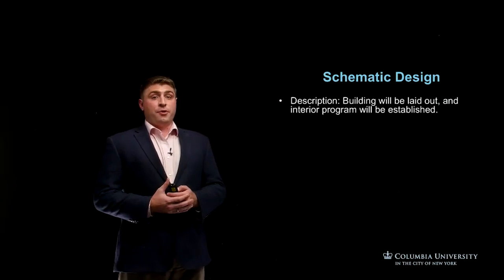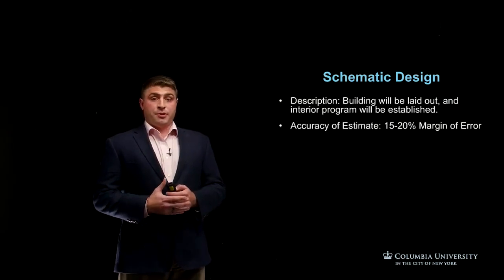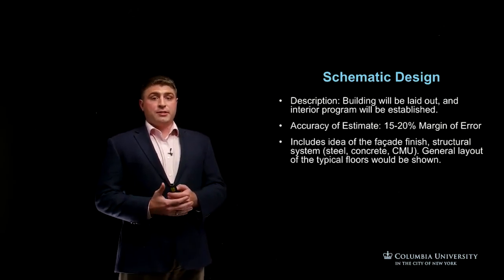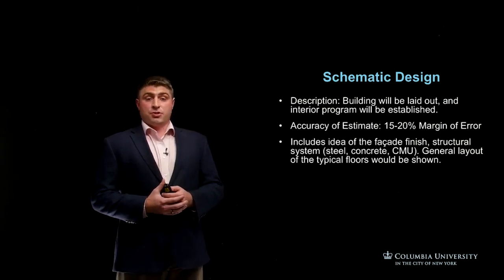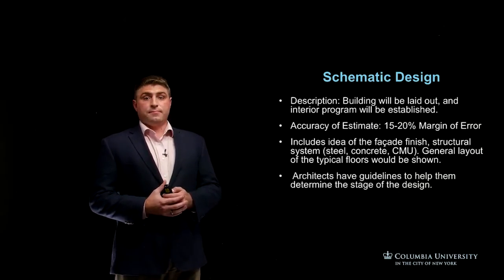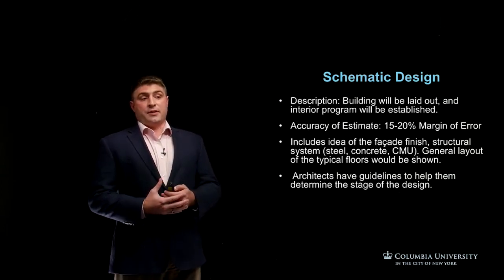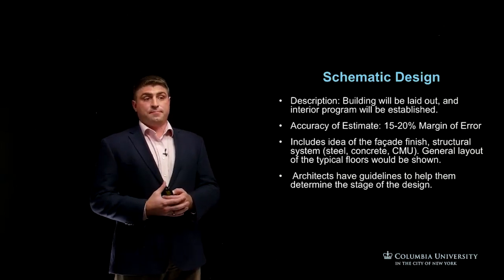Next, we're going to speak about the schematic design phase. At this point, the building will be laid out and the interior program will be established. You can expect the accuracy of your estimate to be within a 15 to 20% margin of error. And this includes an idea of the facade finish, the structural system, whether that will be steel, concrete, or CMU block, and a general layout of the typical floors will be shown. Architects will typically at this stage have the guidelines that they need to be able to move forward to the next stage.